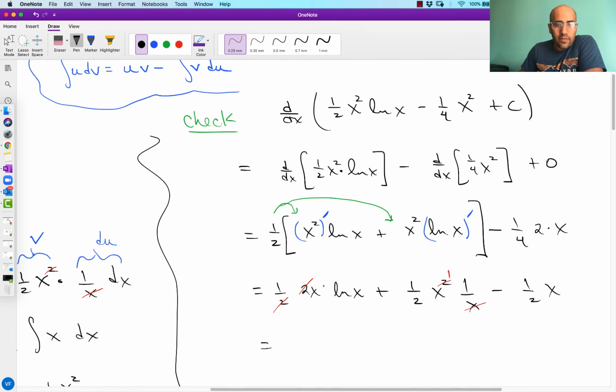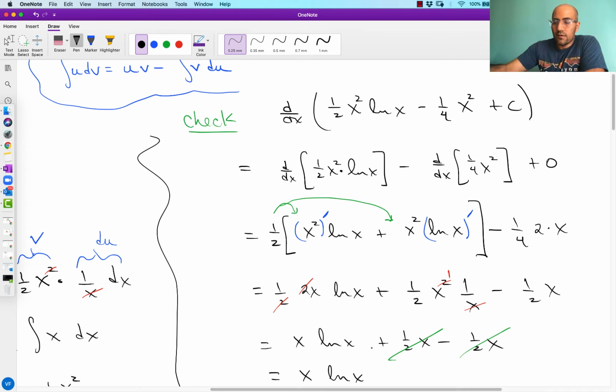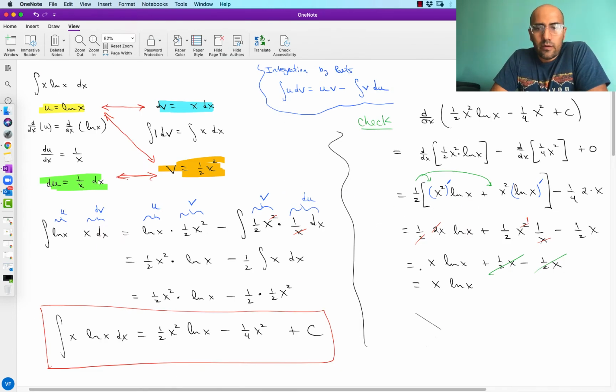And so I'll end up with x ln x plus 1/2 x minus 1/2 x. And now those two cancel. These two cancel, giving me exactly what I had expected. It equals x ln x. Okay, so we've confirmed that this crazy looking thing here is a function such that its derivative equals x ln x. So that confirms that this indefinite integral is in fact correct.